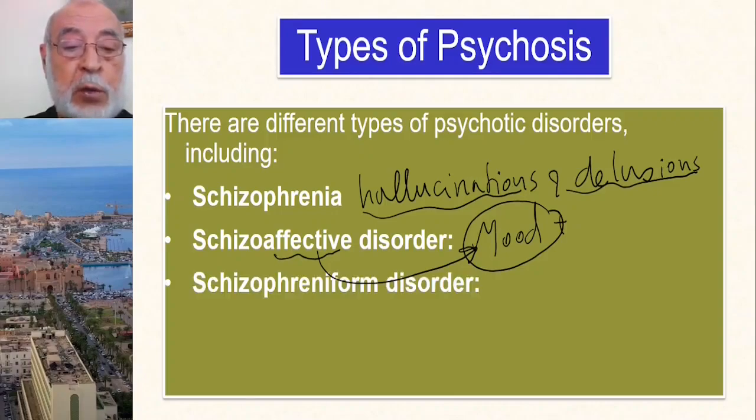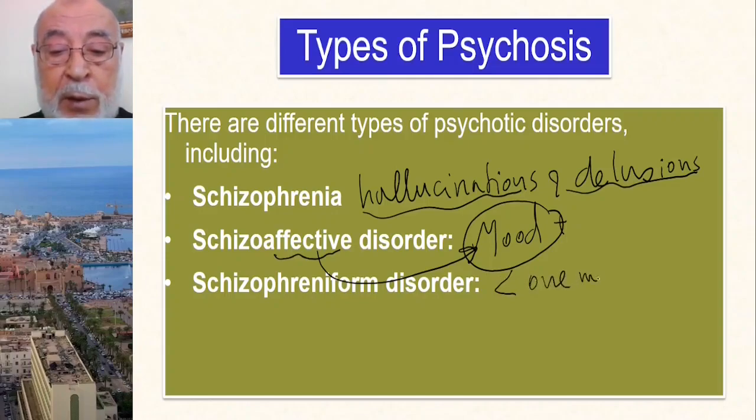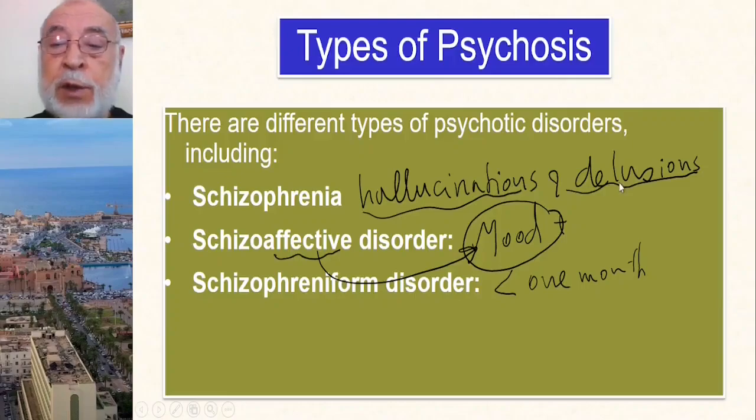Third is known as schizophreniform disorder. This means that it is like schizophrenia, hallucination plus delusions, but for a very short period of time, less than 1 month. Hallucination will continue for less than 1 month and then disappears. Unlike proper schizophrenia, where hallucination and delusion continue for more than 6 months.